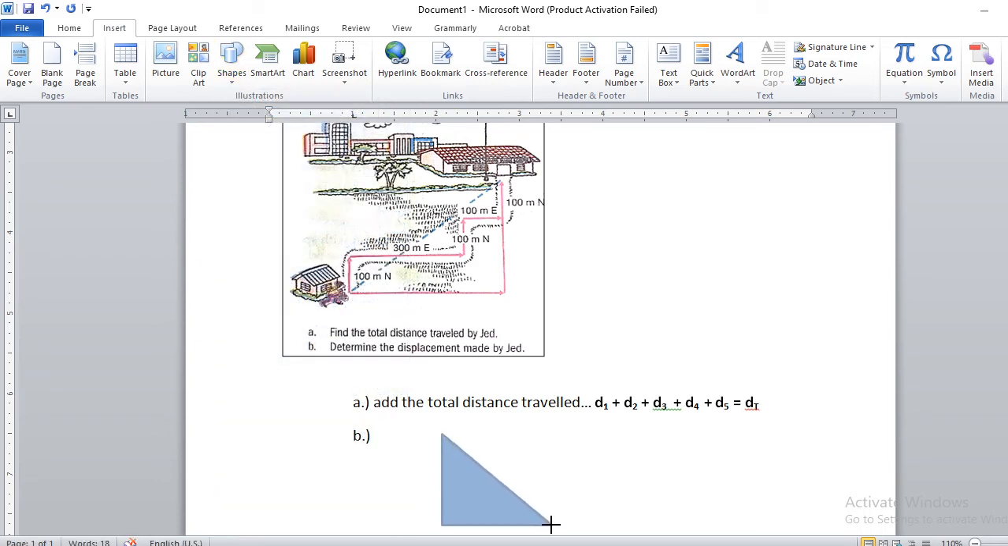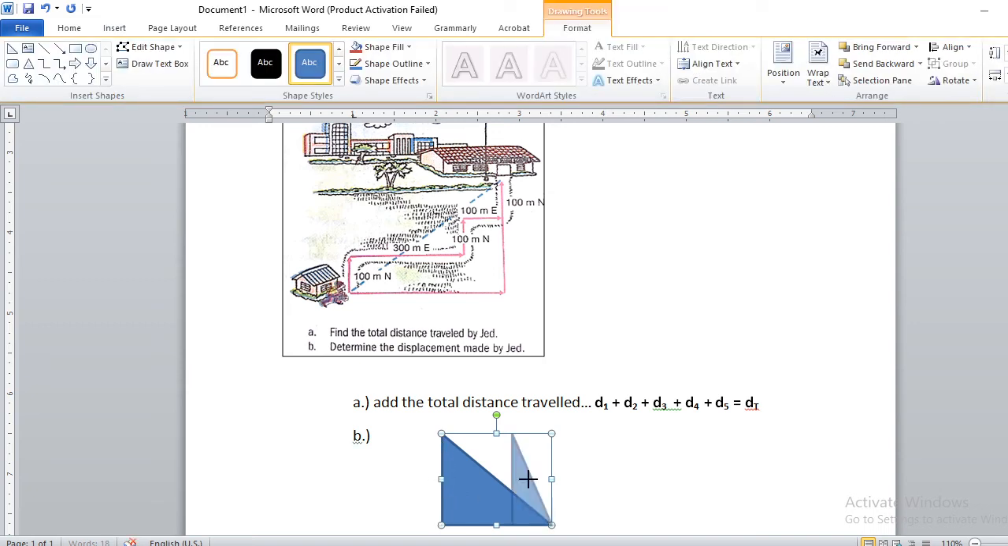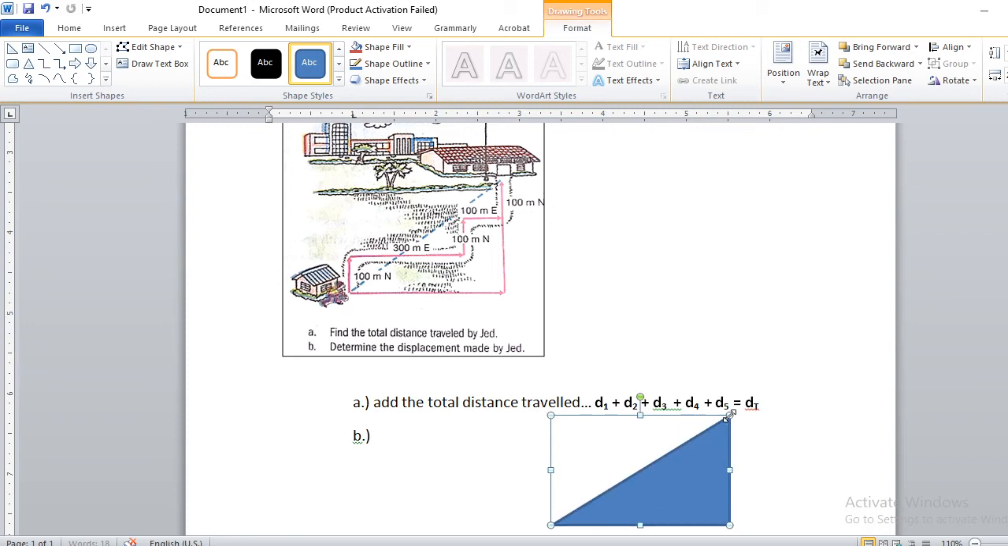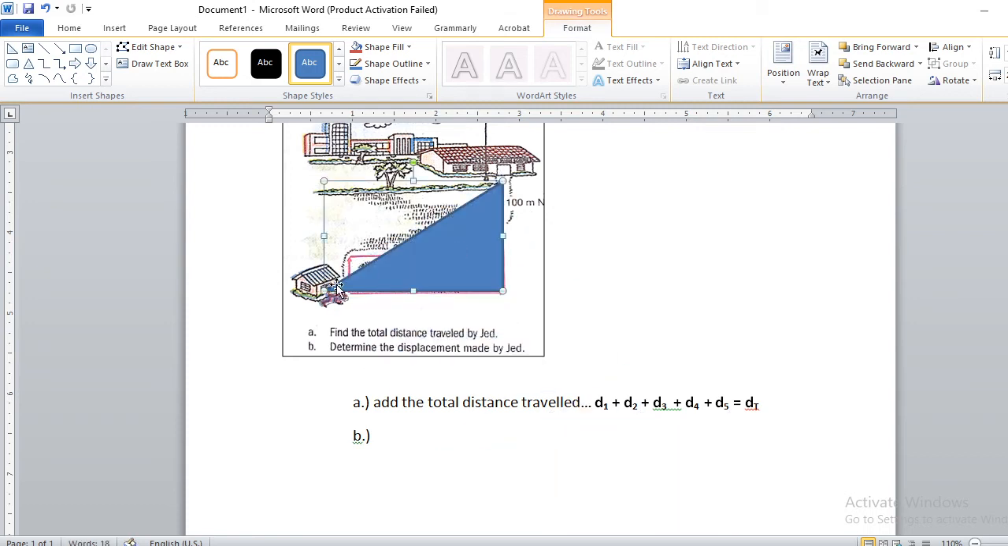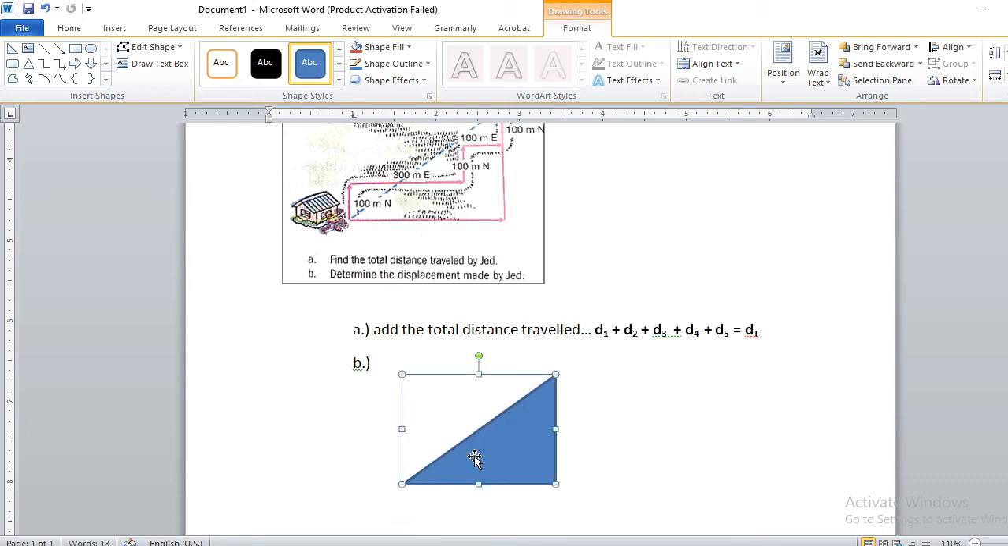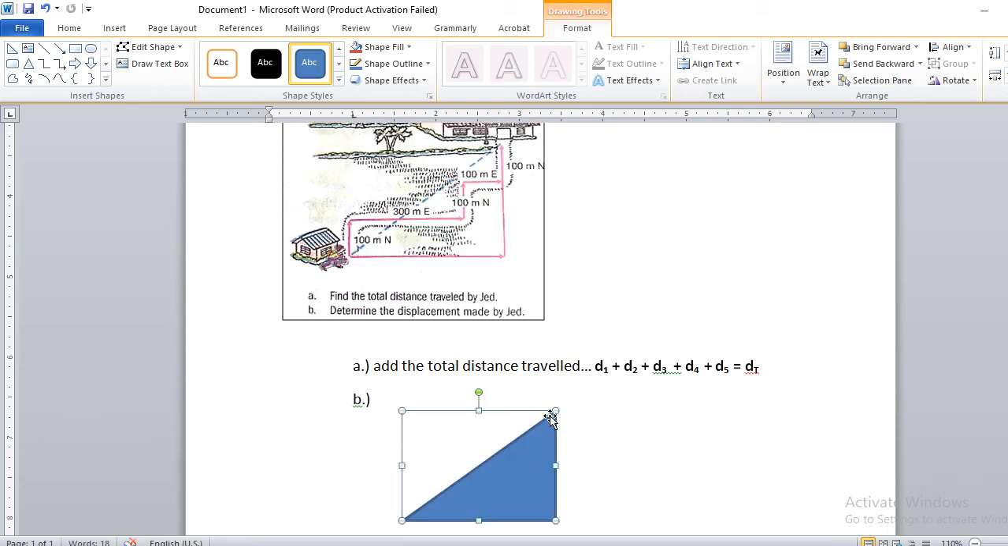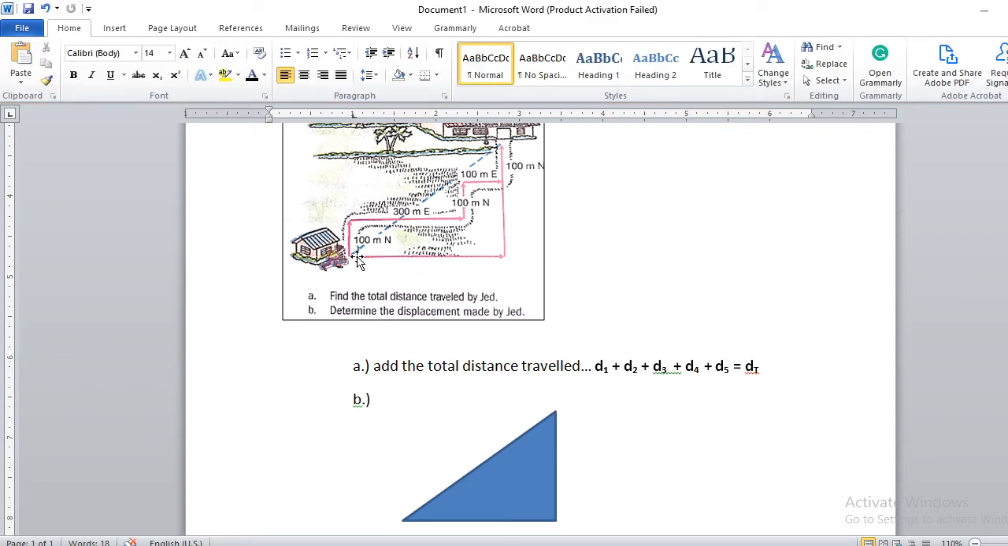Okay, so let us put the right triangle example. Let's try to put it here. Example. Okay, this serves as our right triangle, right? Okay, so out from that right triangle, we can now total this length. As you can see, this part here to here is equivalent to 300. Tama? And from here to here is equivalent to 100.